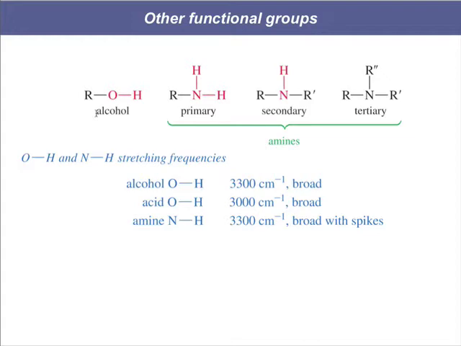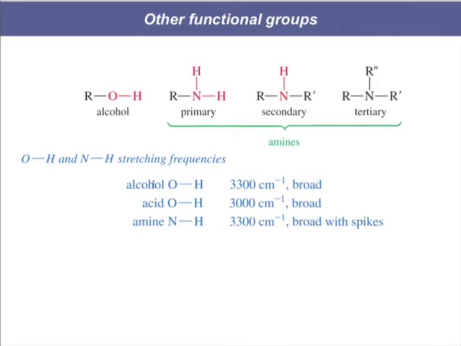Other functional groups to look for. Alcohols have broad peaks that are centered around 3300, the OH frequency. Carboxylic acids, we will see their OH peak broad around 3000. So broad like an alcohol, but a little bit lower frequency. And amines show up kind of the same place that alcohols do, but they will have spikes within their peaks. I'll show you what those spikes look like in a moment. These are other conspicuous frequencies from common functional groups.